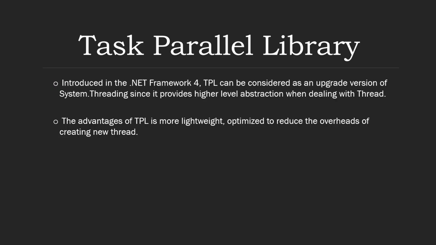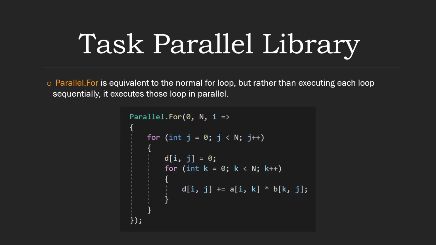Moving on to the Task Parallel Library. Introduced in .NET Framework 4, TPL can be considered an upgraded version of the System.Threading namespace since it provides a higher level of abstraction when dealing with threads. The advantage of TPL is that it is lightweight and optimized to reduce the overhead of creating new threads.